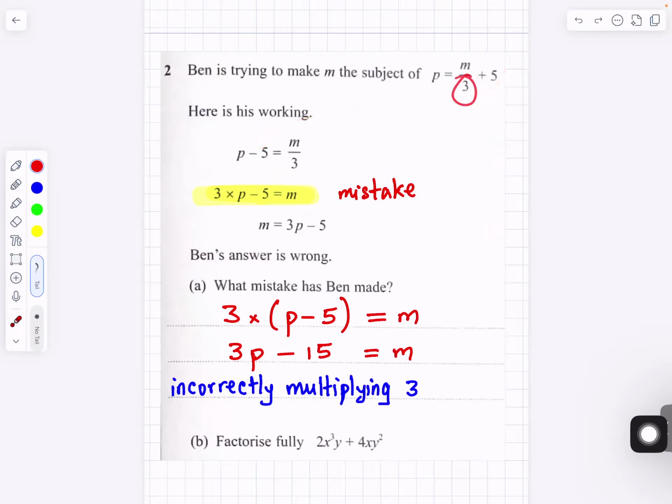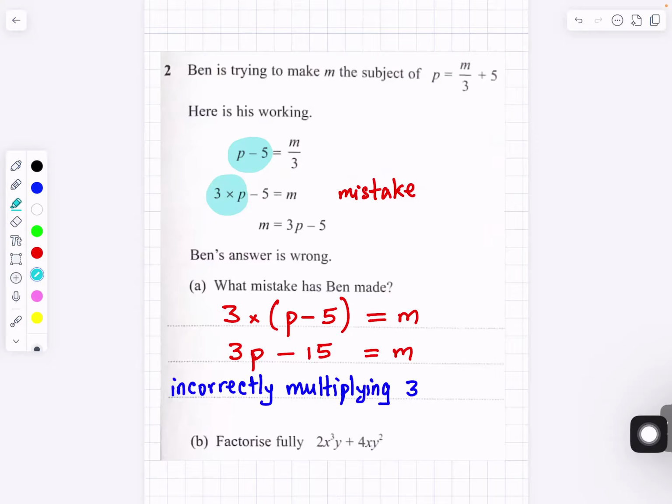And then now you remove the 3. Opposite of divide by 3 is times 3. But now you want to times 3 for everything on the left. You see, everything on the left there is in the teal column. You want to multiply all of it by 3. But Ben has multiplied only the P by 3. He didn't multiply the 3 by the 5. So that was a mistake.